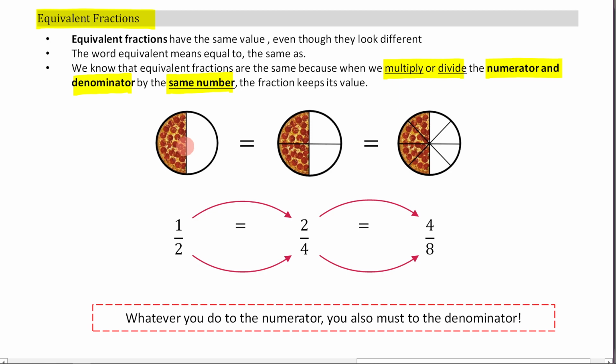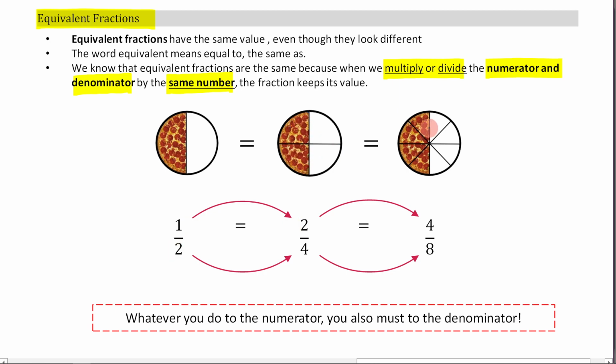Now, what if instead of cutting it into 2 pieces, you instead cut it into 4 pieces? If you still want to eat half of the pizza, how many slices are you now going to have to eat? Well, you're going to have to eat 1 slice, 2 slices. So if you eat 2 of the slices, you've still eaten half of the pizza. So 2 out of the 4 is the same as 1 out of the 2. So this is what it means to be equivalent.